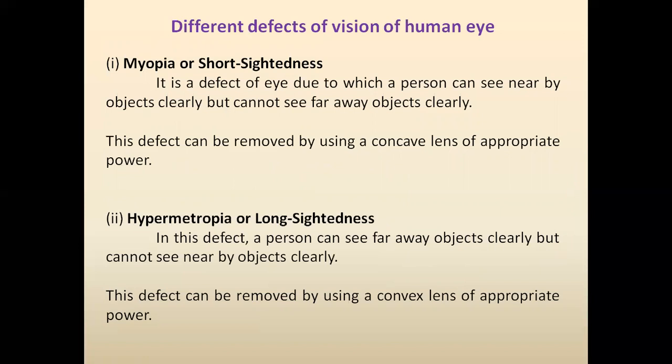Different defects of vision of the human eye. First is myopia, which is known as short-sightedness. It is a defect of an eye due to which a person can see nearby objects clearly but cannot see far away. This defect can be removed by using a concave lens of appropriate power. Next is hypermetropia. In this defect, a person can see far away objects clearly but cannot see near objects. This defect can be removed by using a convex lens.